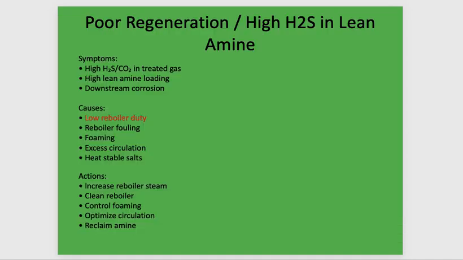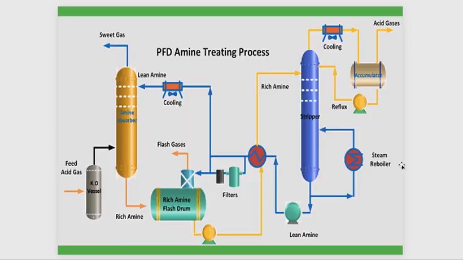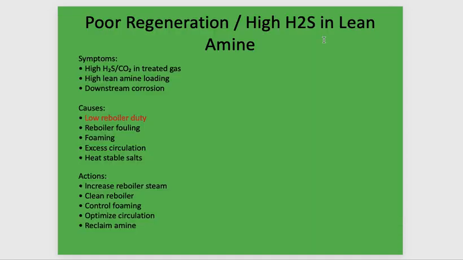Okay, and maybe foaming happens, leading to high H2S in the lean amine, or excess circulation, or the composition of heat stable salt. What do we mean by excess circulation? In the amine unit, there is a design flow for each amine unit, for example 200 cubic meter per hour. If you increase this flow more than the design, that is what we mean by over circulation. So whatever steam you introduce to the reboiler, you are already over the design. So what is the clear result? You will get high H2S in the lean amine.